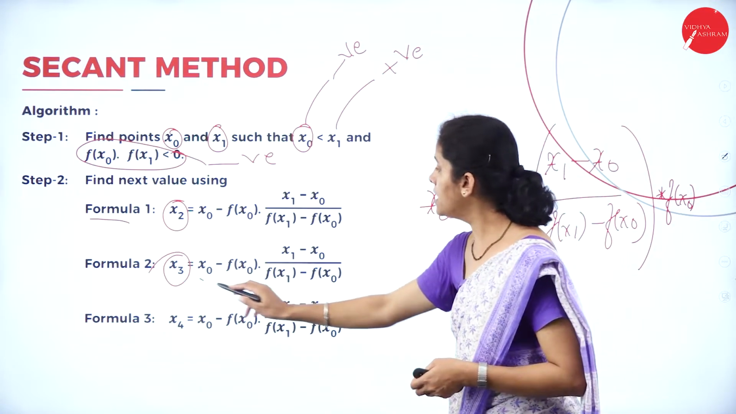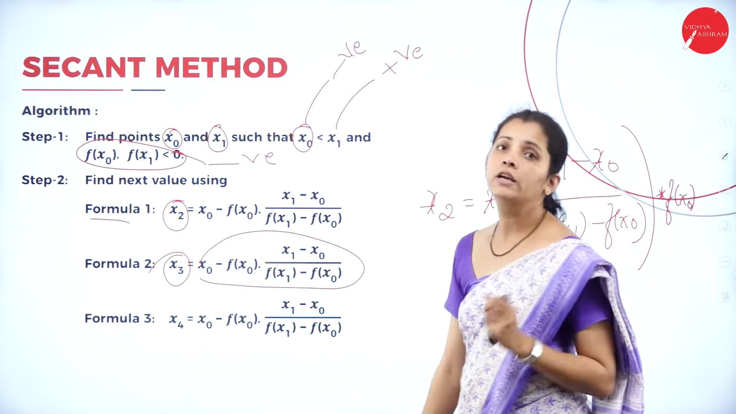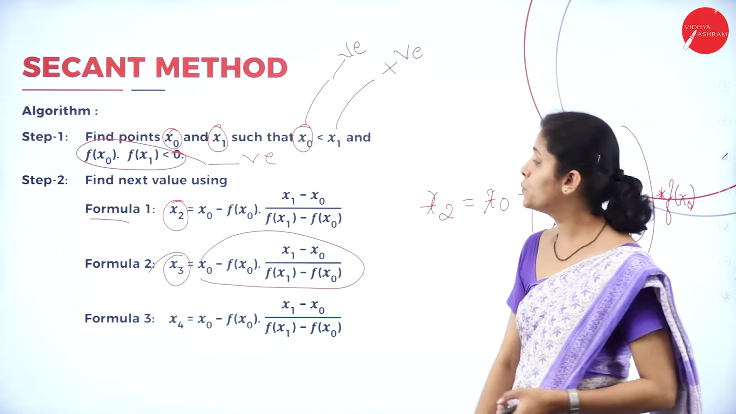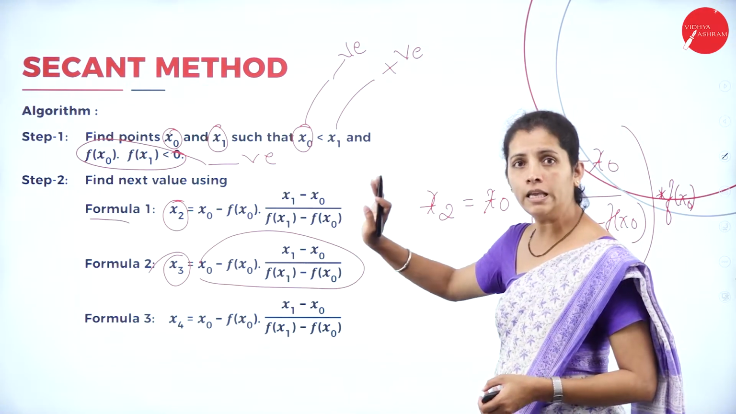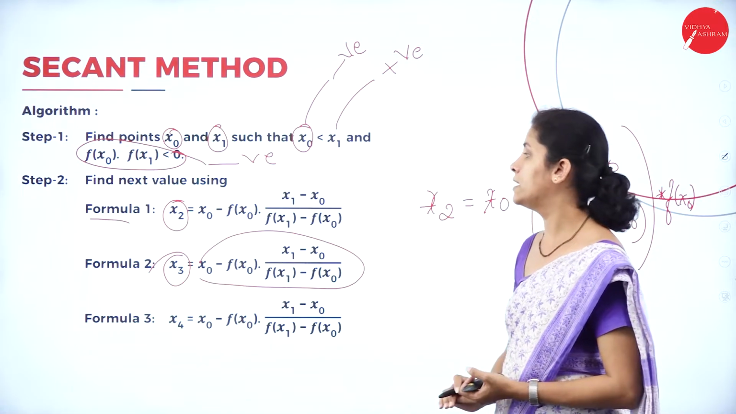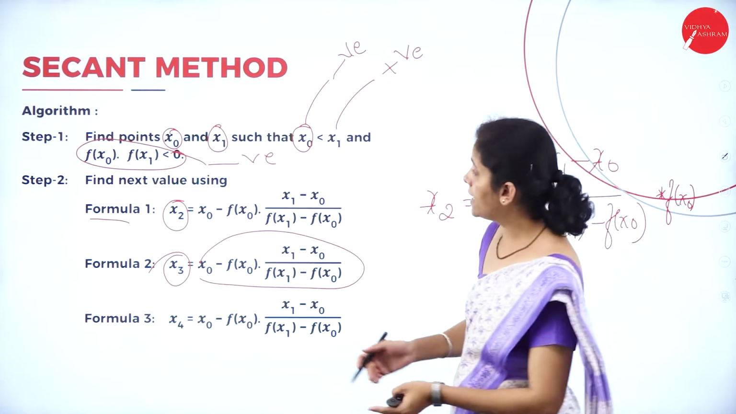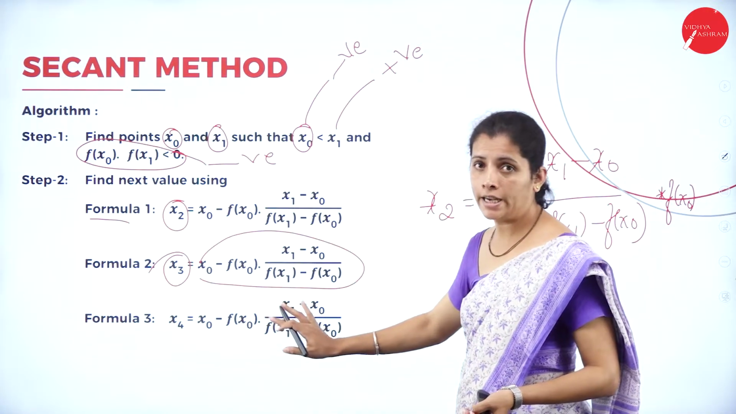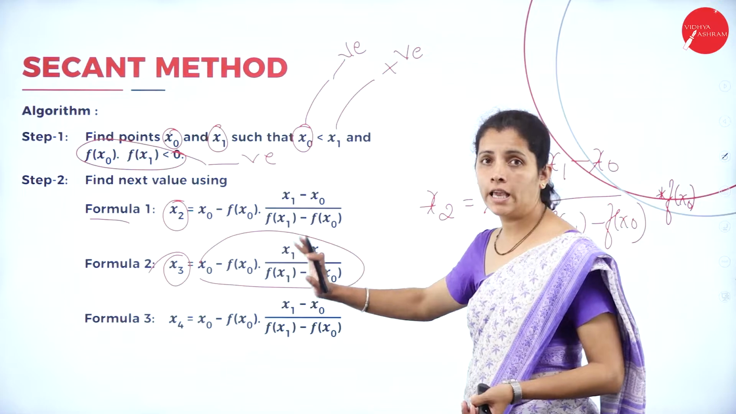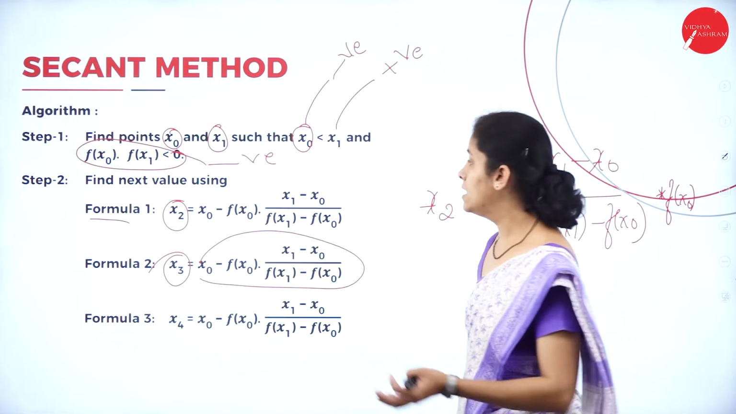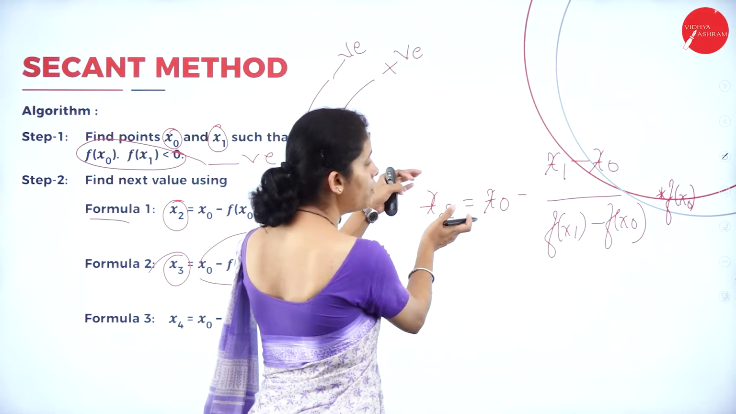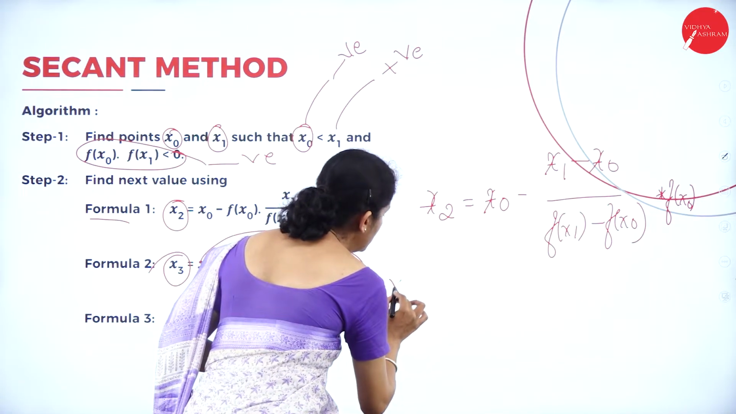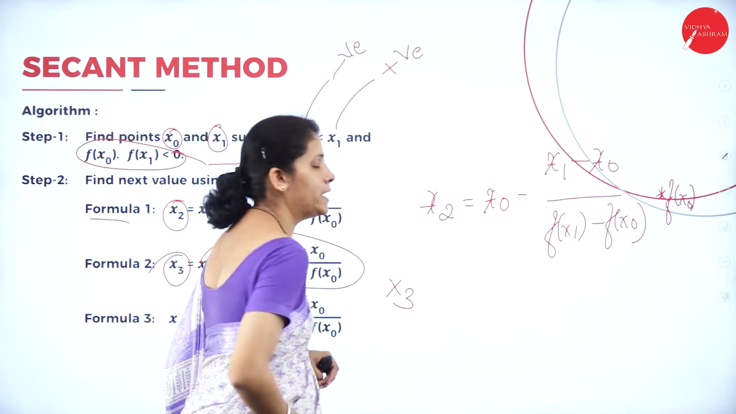See here, the formula remains as it is, or you can change the formula. It's left to you. That means whichever method you feel is easy, you can consider that one. So, dear student, I can use the same formula throughout the iteration, or I can modify the formula. That is, if this is for my first iteration, then I can consider this formula for my second iteration.